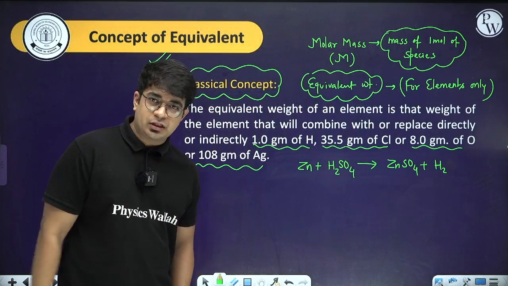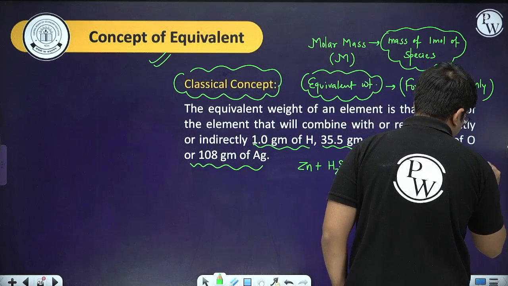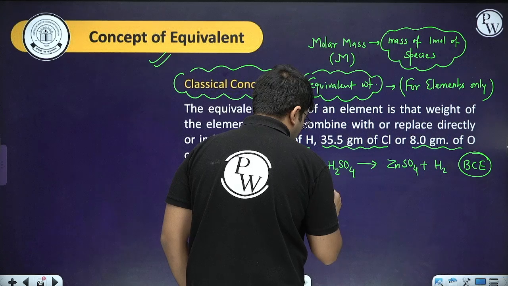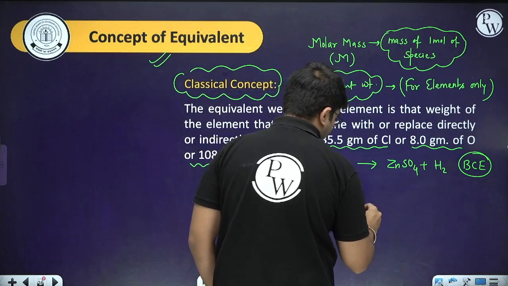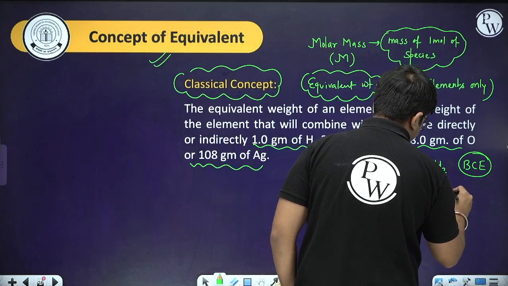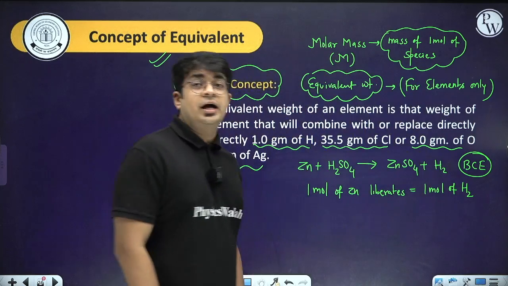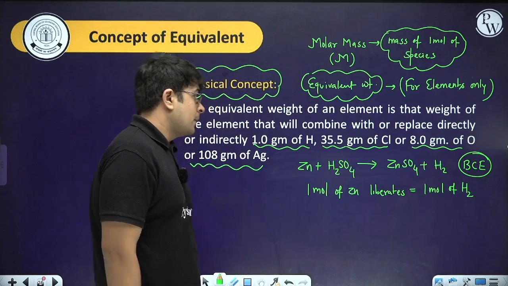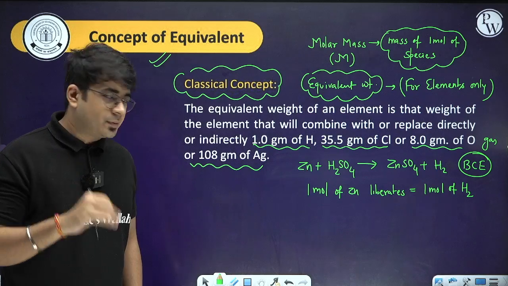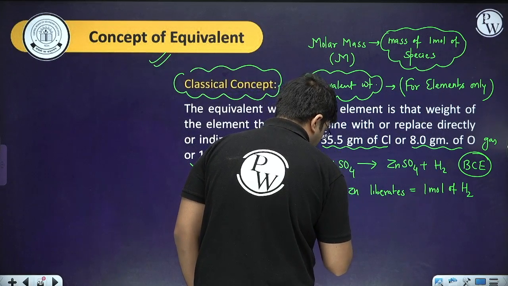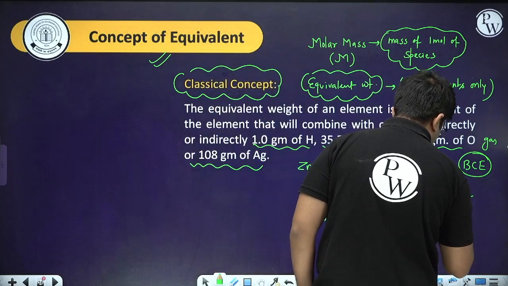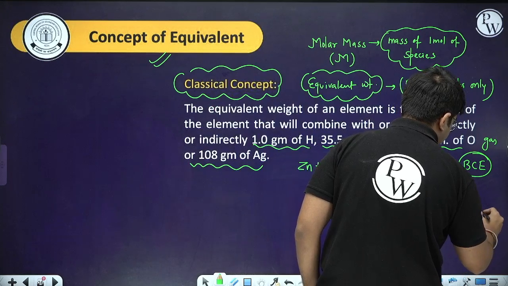This reaction is a balanced chemical equation. Done, no issues. Now you see that 1 mole of Zn liberates 1 mole of H2, or hydrogen gas. I hope this part is clear. I can say 1 mole means 65 gram of zinc liberates 1 mole of hydrogen gas, which means 2 gram of H2 gas.